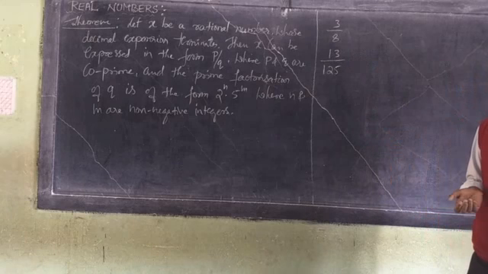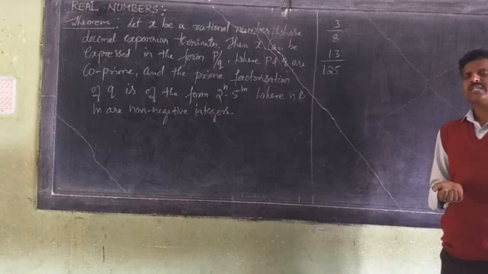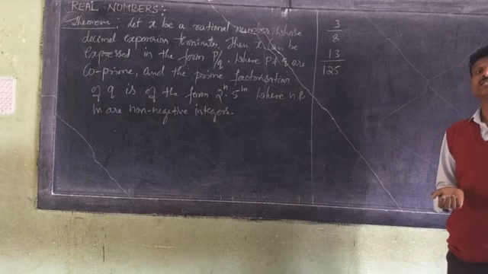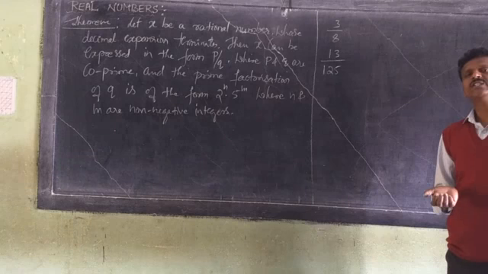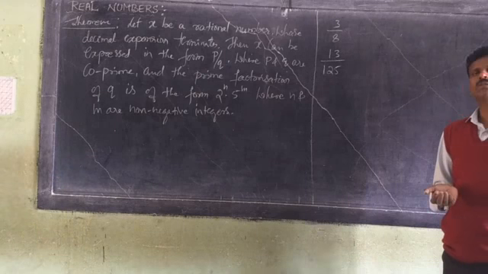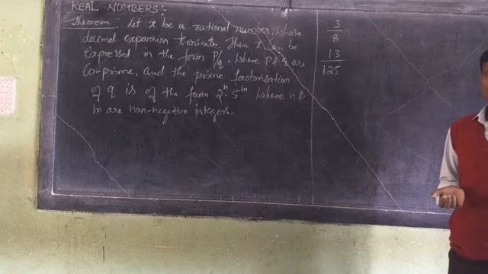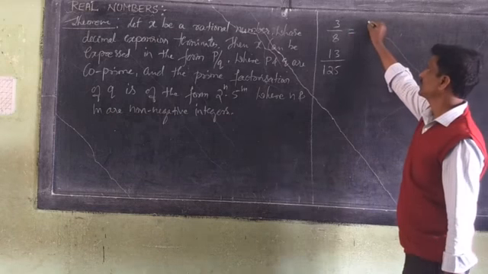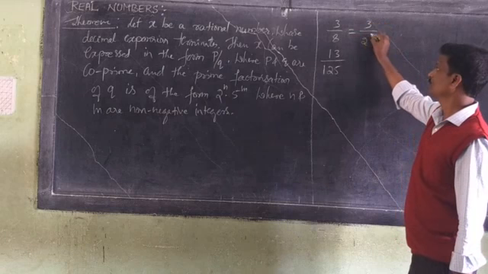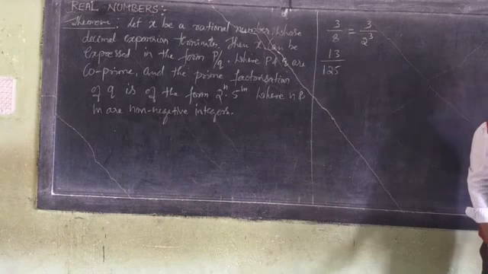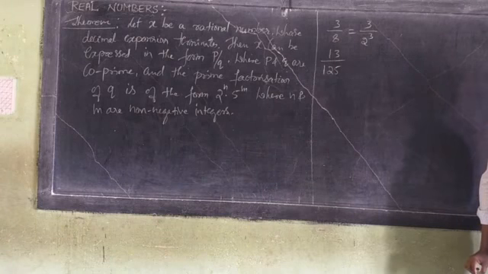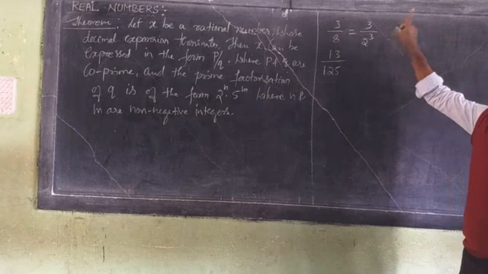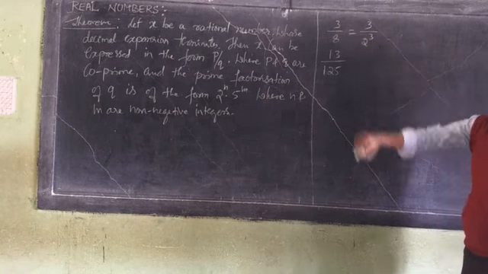So we know that if a rational number has a terminating decimal expansion, then the denominator must be in the power of 2 or in the power of 5 or in the power of both 2 and 5. Therefore we can write these by simplification. 3 divided by 2 cube. Here 8 can be written as 2 cube. Therefore we say that this is a terminating decimal expansion.